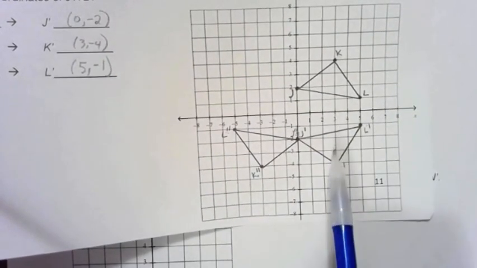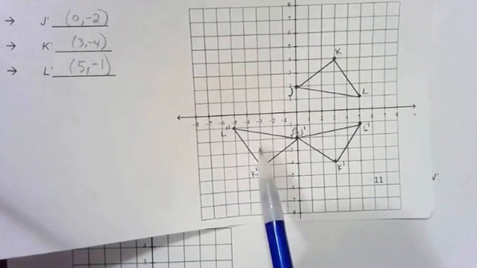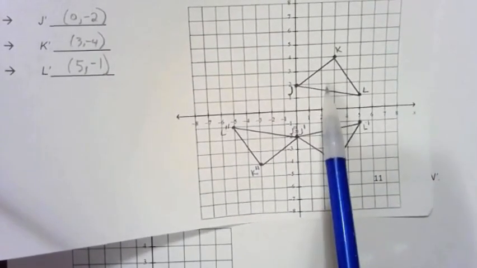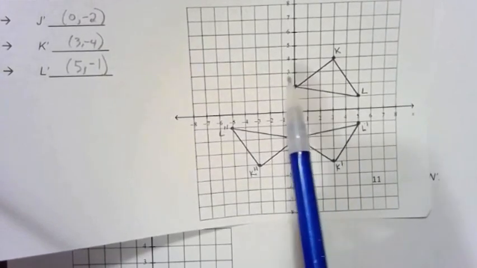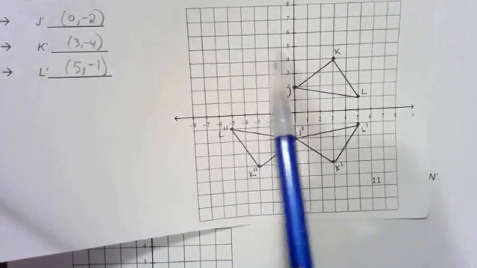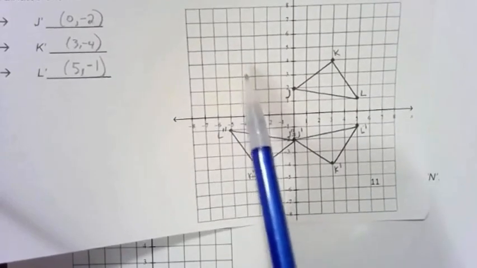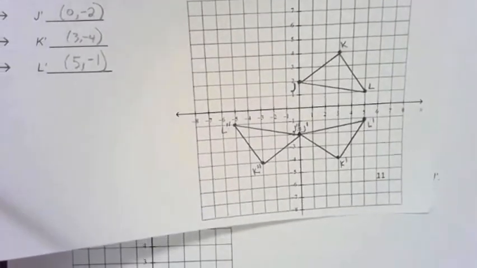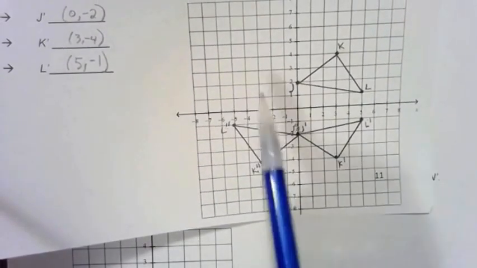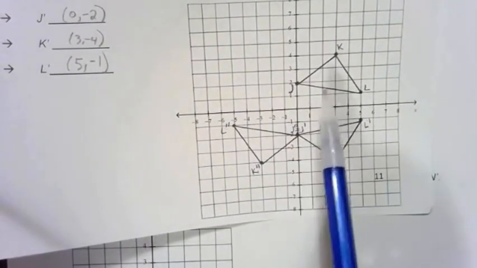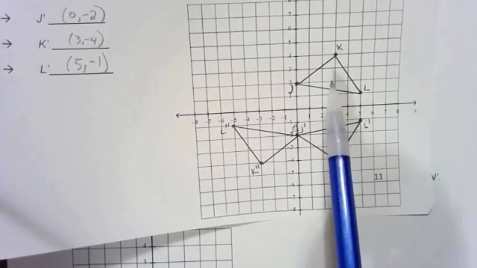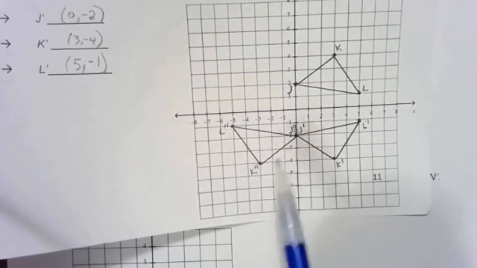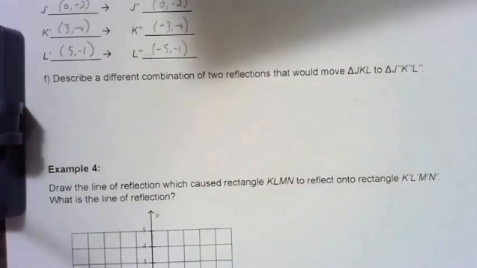Again, we reflected over the x-axis, then we reflected over the y-axis. Well, I could have taken this triangle and first reflected it over the y-axis, where I would have had some triangle here, and then I could have taken that triangle and reflected it over the x-axis. So doing the reflections in the opposite order still would have resulted in taking triangle JKL and getting J double prime K double prime L double prime.